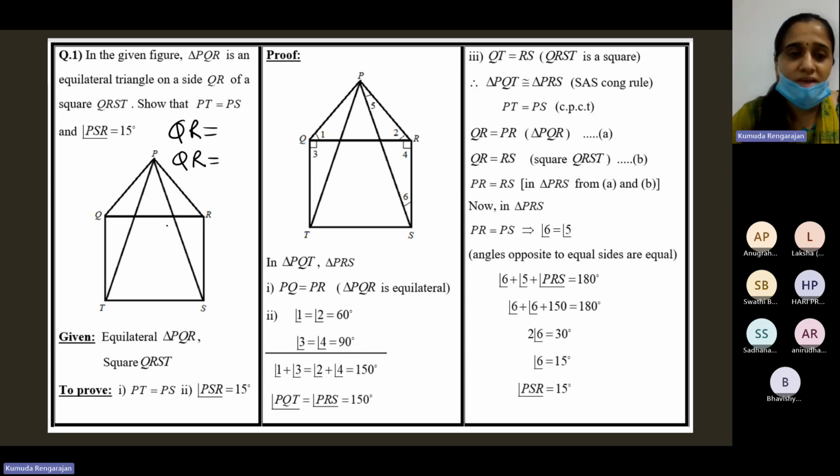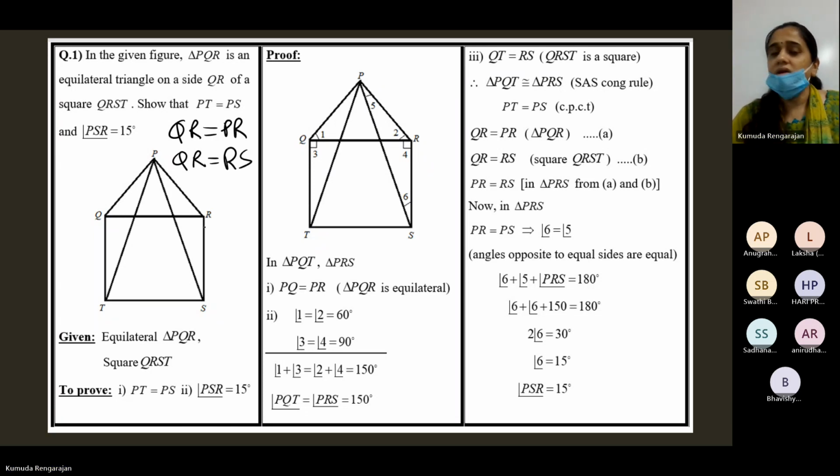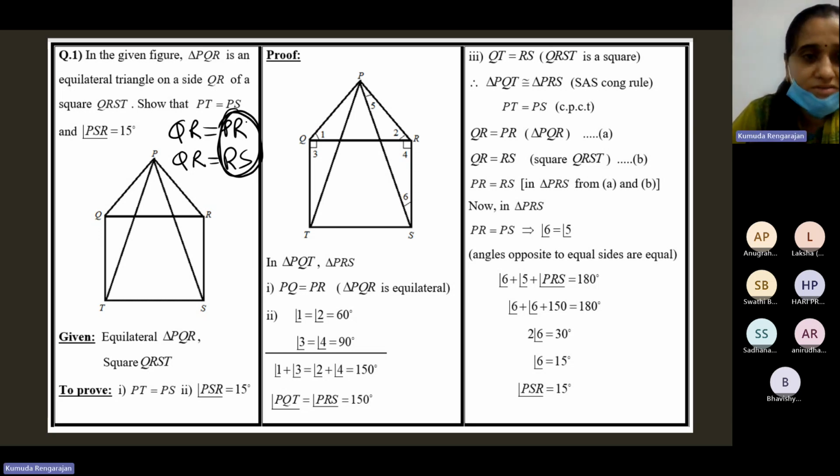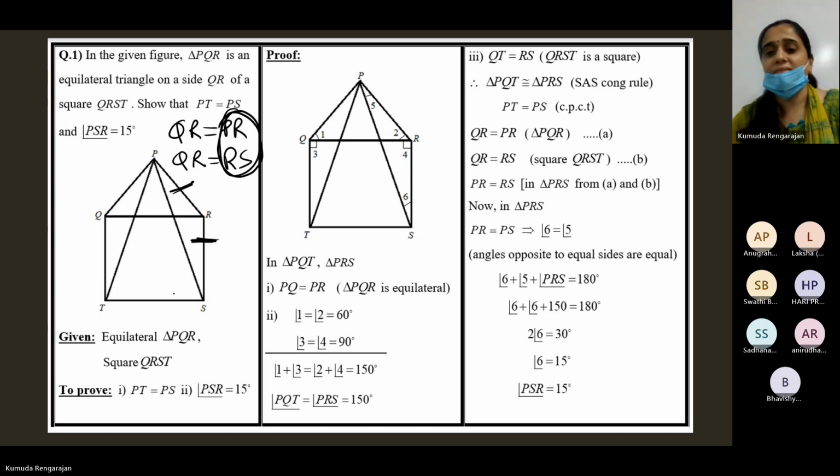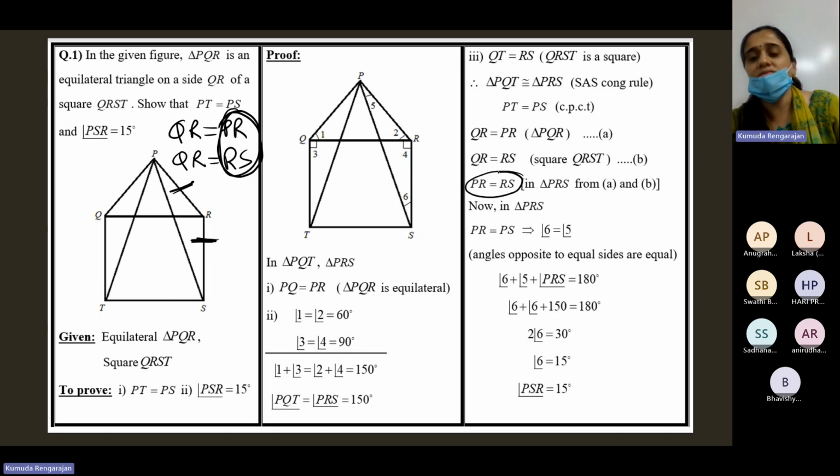Now, with respect to the triangle, QR is equal to PR. And from the square, QR is equal to RS. So QR is equal to PR, QR is equal to RS. That means PR is equal to RS, because QR is equal to PR and QR is equal to RS also. So PR is equal to RS. That's what we've written here.